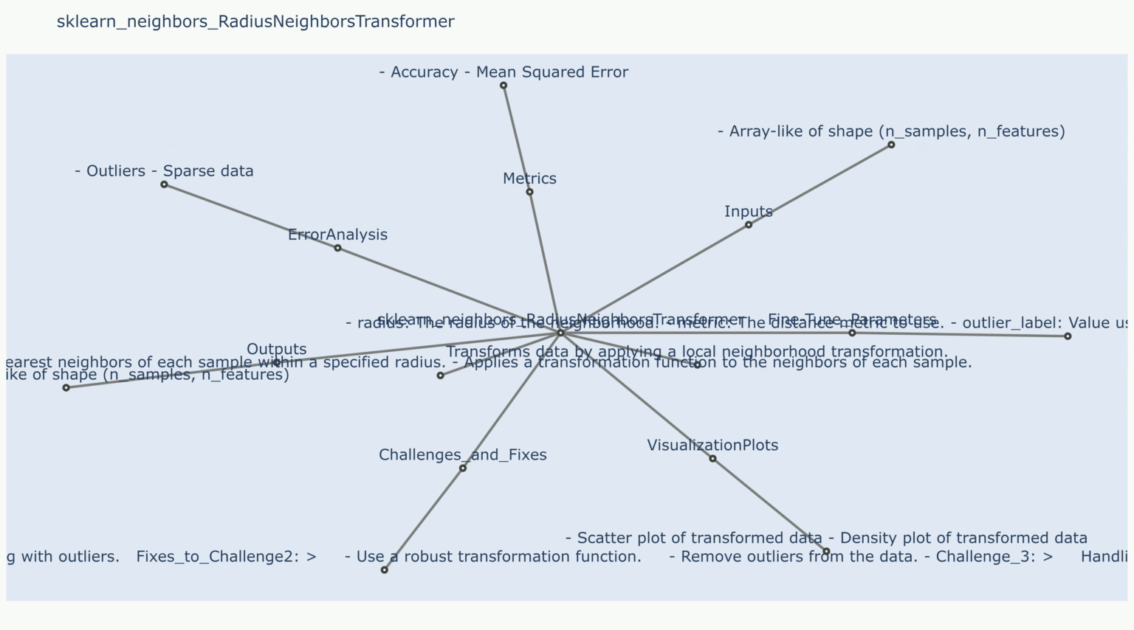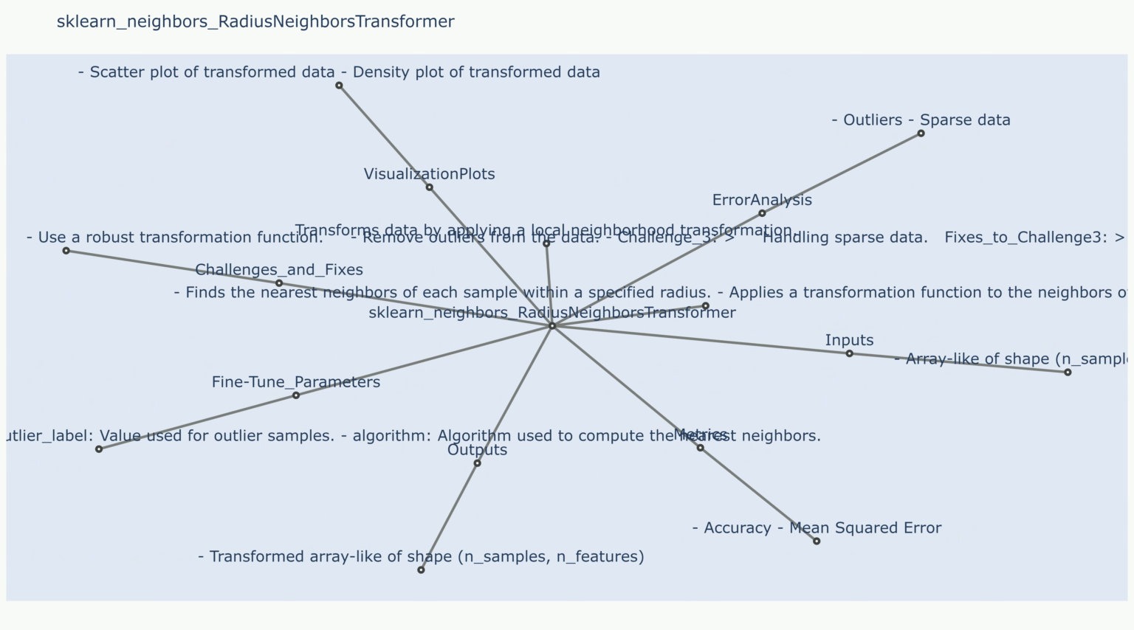Fine-tune parameters. Radius. This is the most important parameter to tune. A larger radius will include more neighbors and result in a smoother transformation. A smaller radius will focus on local neighborhoods and potentially preserve more detail in the data.